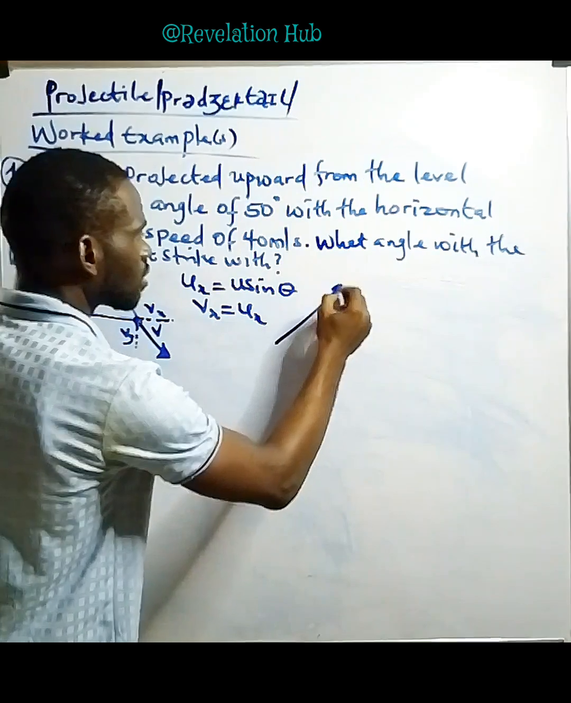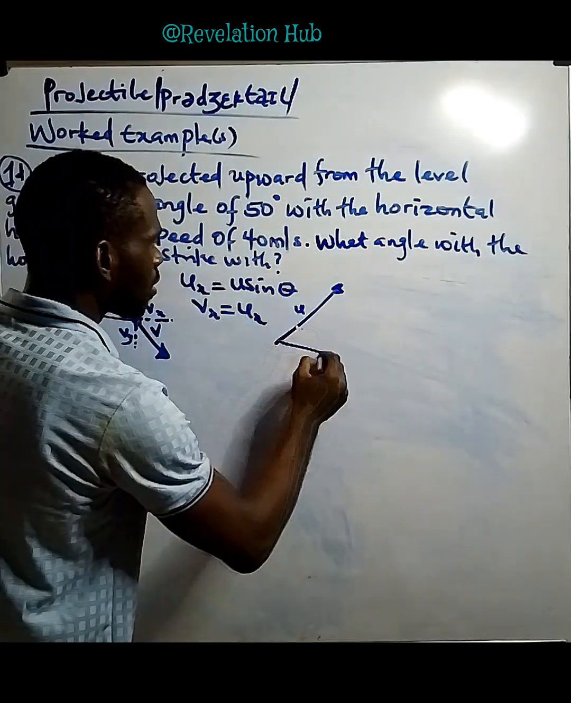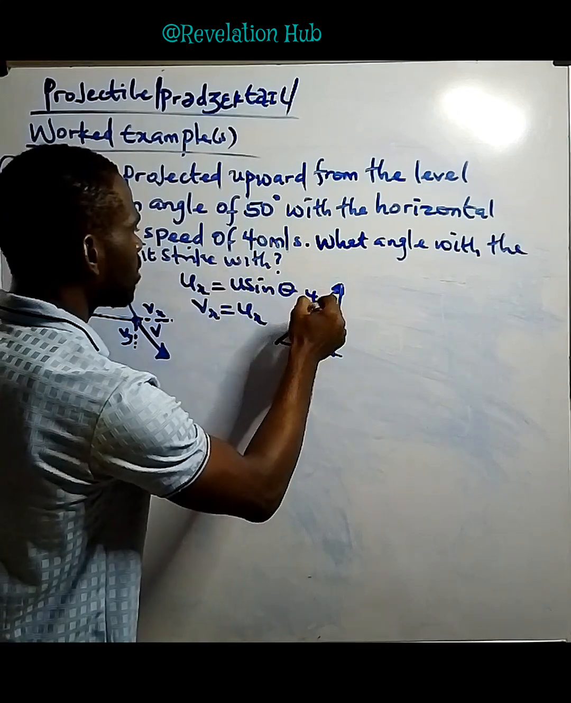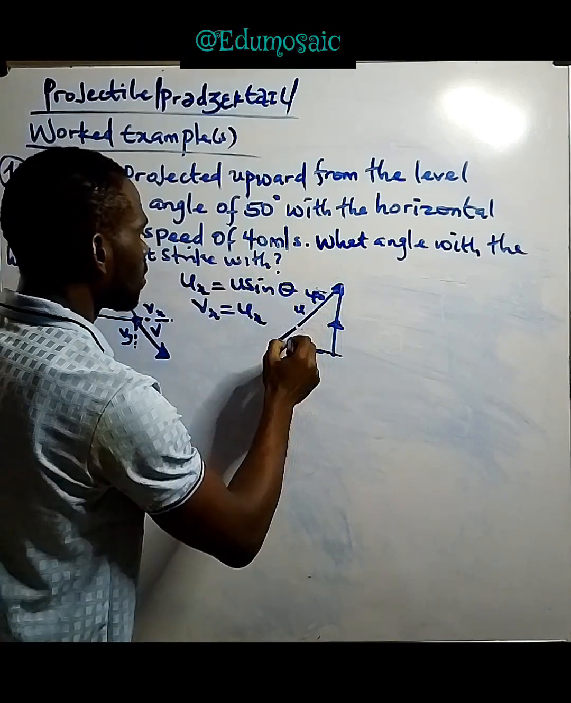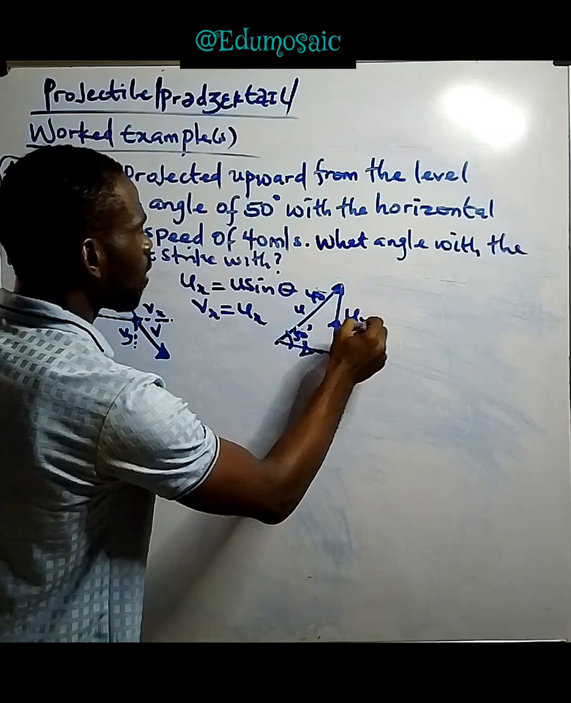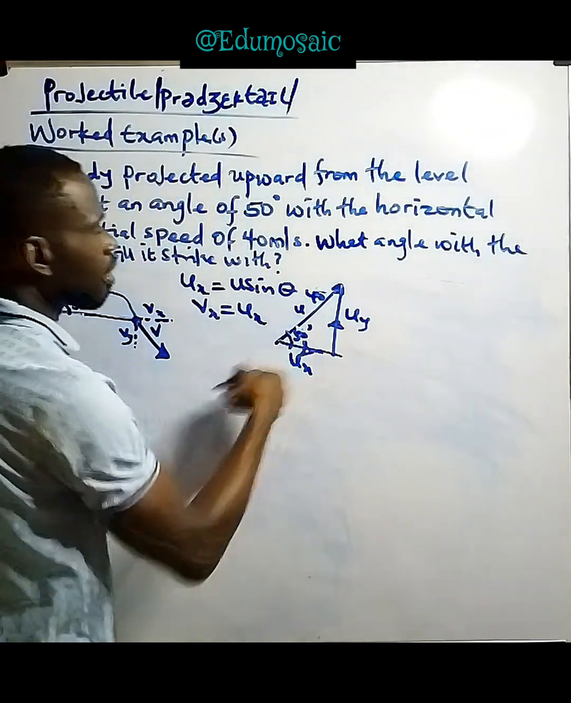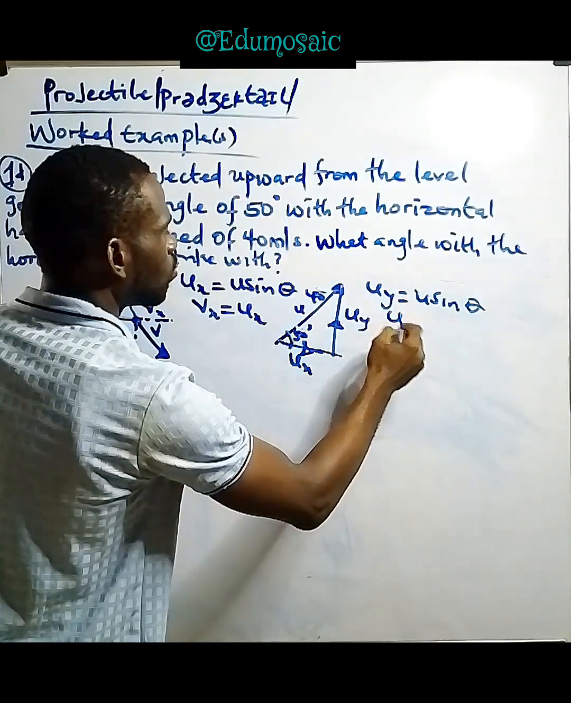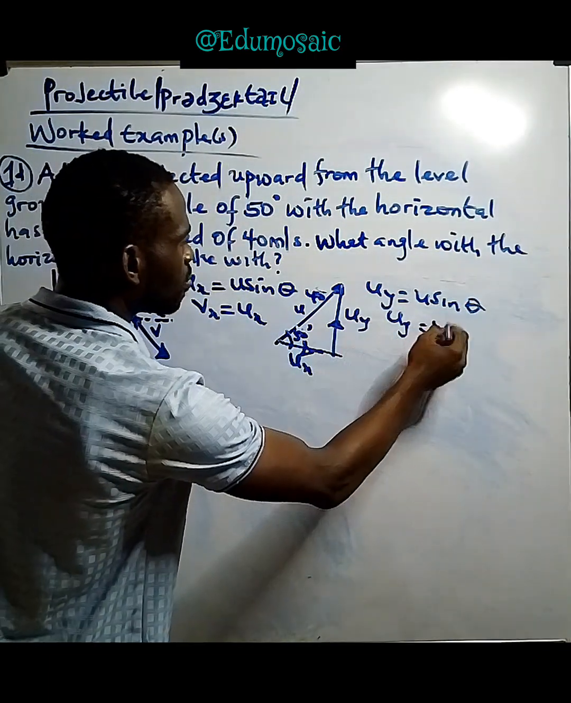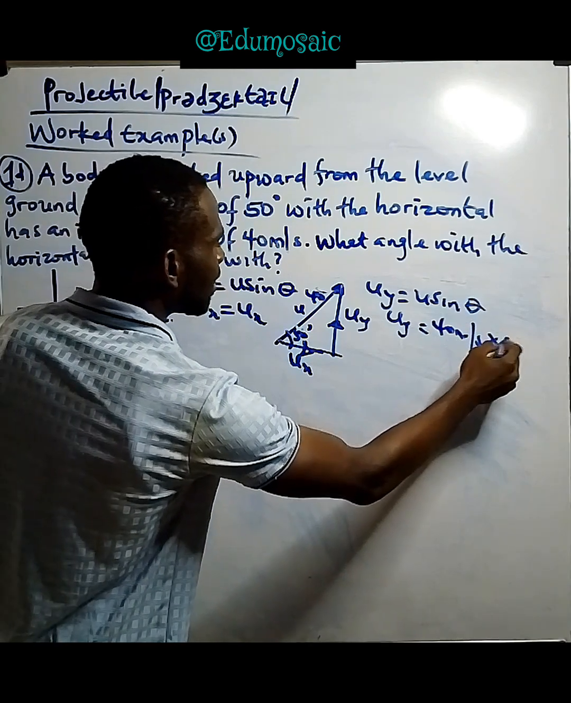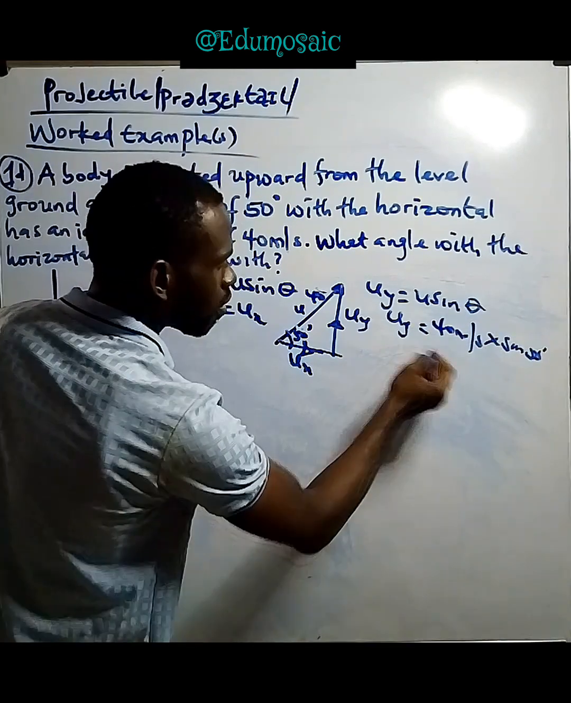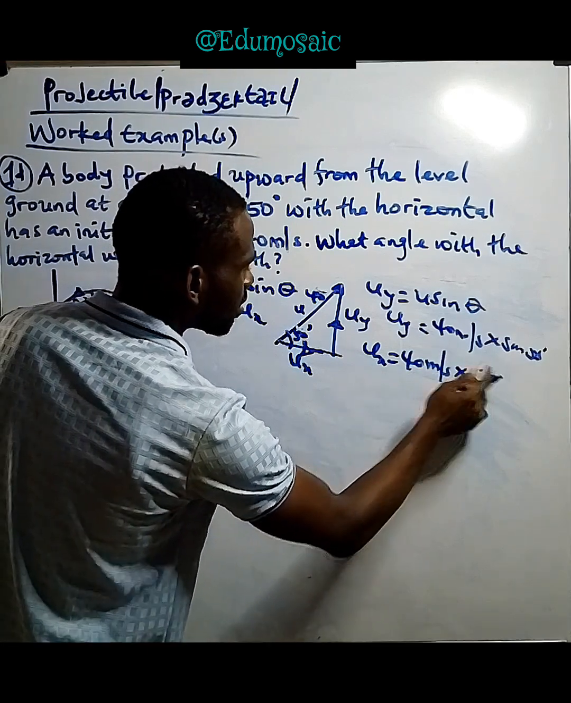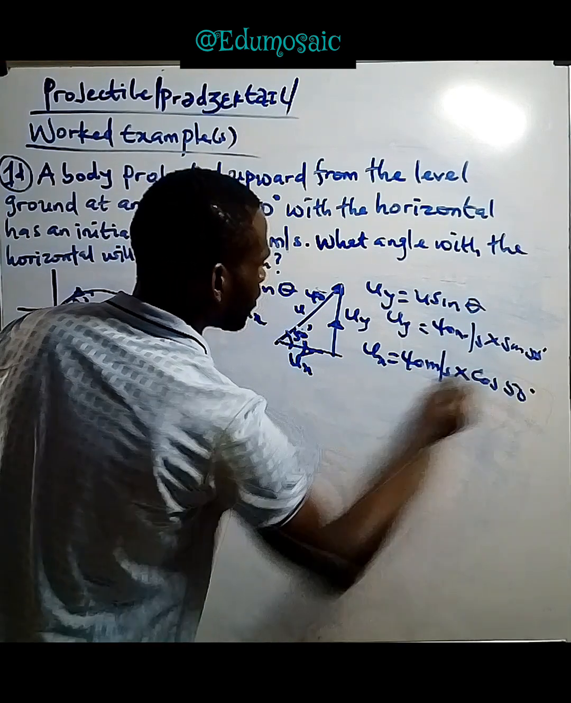If you look at this, this is u here. This was the initial speed, 40 meters per second, at 50 degrees. So along the y-axis, opposite over hypotenuse, don't forget, uy is u sine theta. So what's the uy? It is 40 meters per second times sine 50 degrees, while the ux is 40 meters per second times cos 50 degrees. So let's get our values.